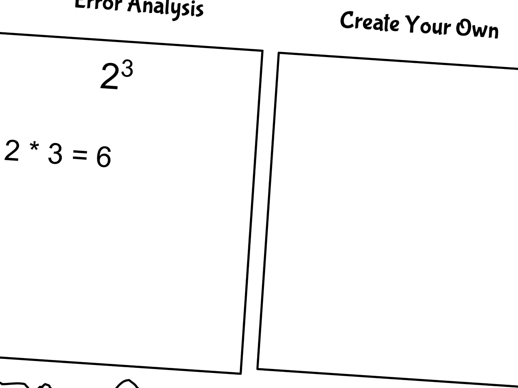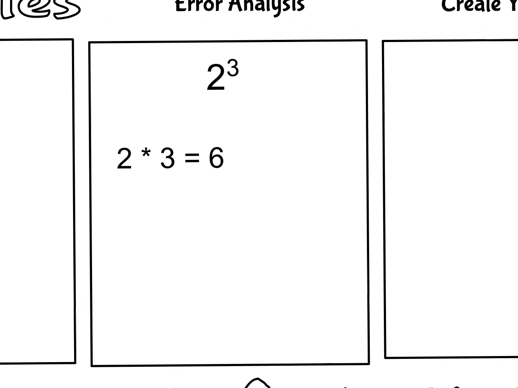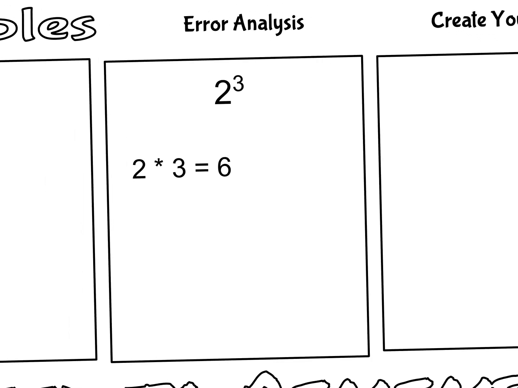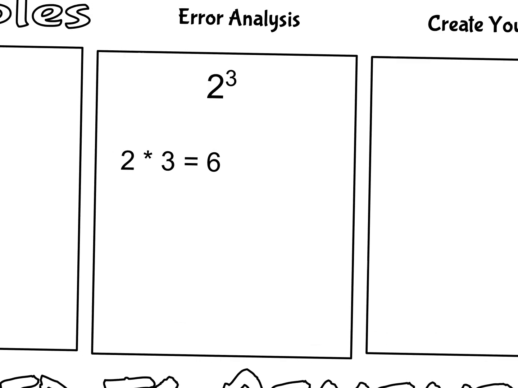Once you're done with that, and you can pause your video, we're going to look at our error analysis, which is that middle box. When we look at this one, we see that this student was trying to evaluate 2 to the third power. And when they did so, they did this work here, and they said 2 times 3 is 6. I want you to pause the video and write down what you think this student's error is and how you would correct it.